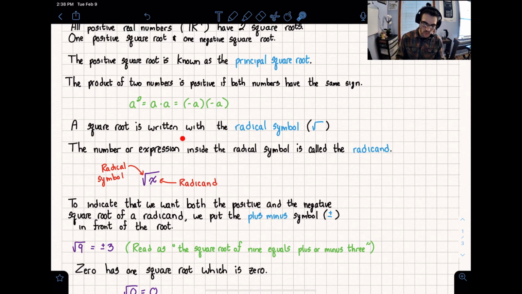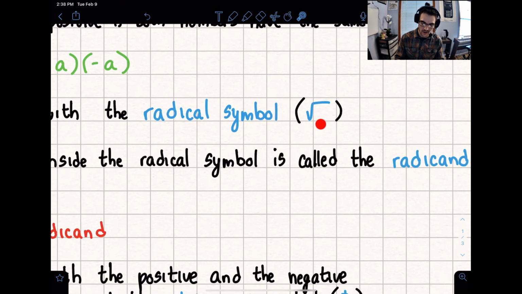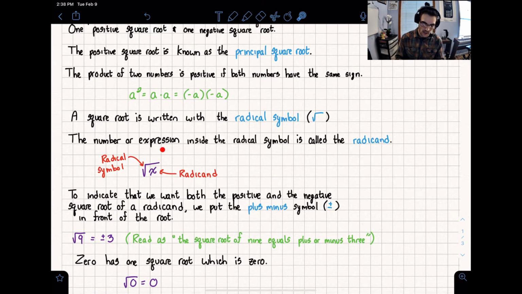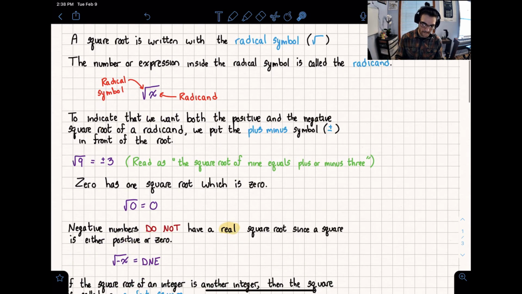A square root is written with the radical symbol, and this guy right here, this is the radical symbol. This implies that we're performing the square root of something, or we're looking for the square root of something. The number or expression inside the radical symbol is called the radicand. So here I put a little example, the square root of x. In this example, x is our radicand, and this square root is our radical symbol.